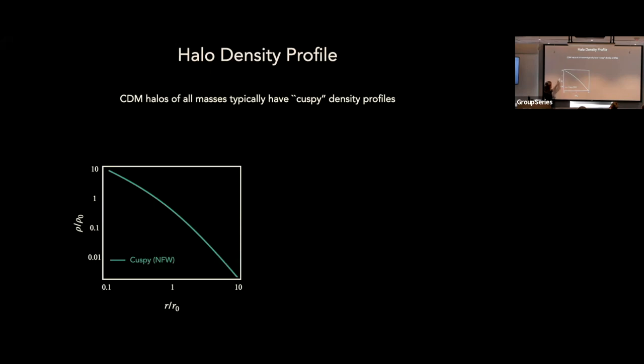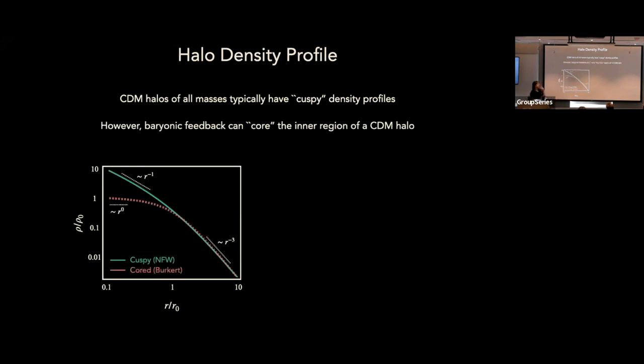The key feature for our purposes is that it's essentially cuspy. And by cuspy, what I mean is if you plot the density of any one of these halos as a function of radius, the profile goes up and is very sharply peaked near the center. For most of the halos, like this NFW type model, it increases as about 1/r. Now, the story changes when you add baryons to your theory.